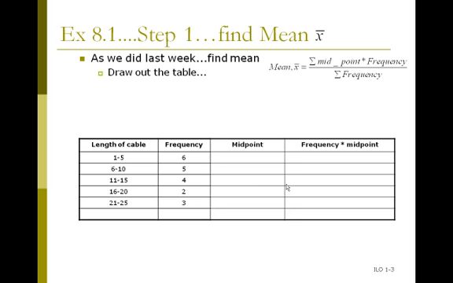The first two columns are those that we were given in the question, the length of the cable and the frequency. The next column is the midpoint, and the last column is the frequency multiplied by the midpoint. The first step is to find the midpoint of each group. If you're unsure how to do that, you add the two limits together. For the length of the cable, you add 1 and 5 together, you get 6, and you divide it by 2. That gives you a midpoint of 3.